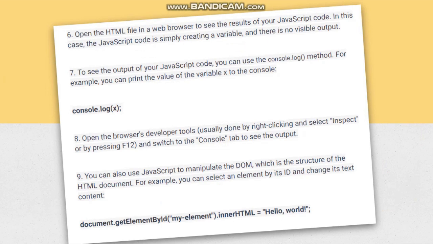7. To see the output of your JavaScript code, you can use the console.log method. For example, you can print the value of the variable x to the console. console.log(x). 8. Open the browser's developer tools, usually done by right-clicking and selecting inspect, or by pressing F12, and switch to the console tab to see the output.